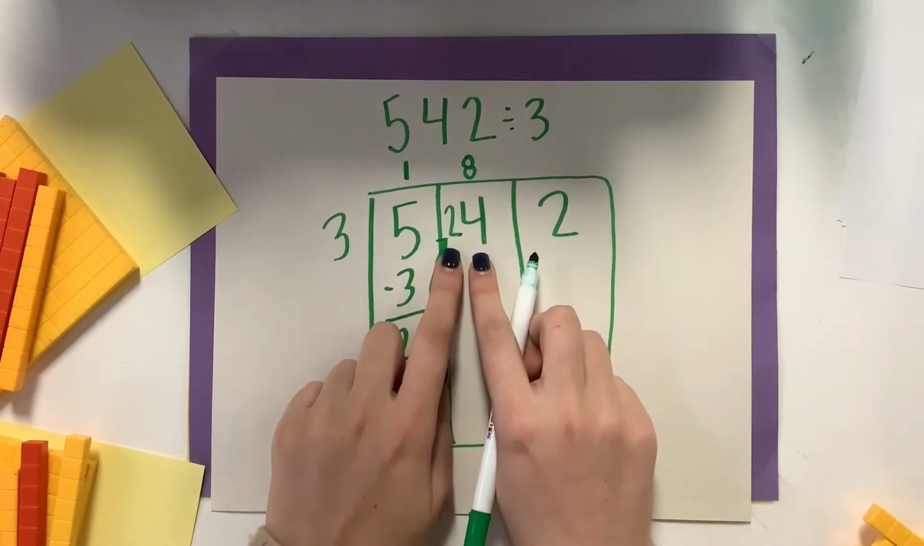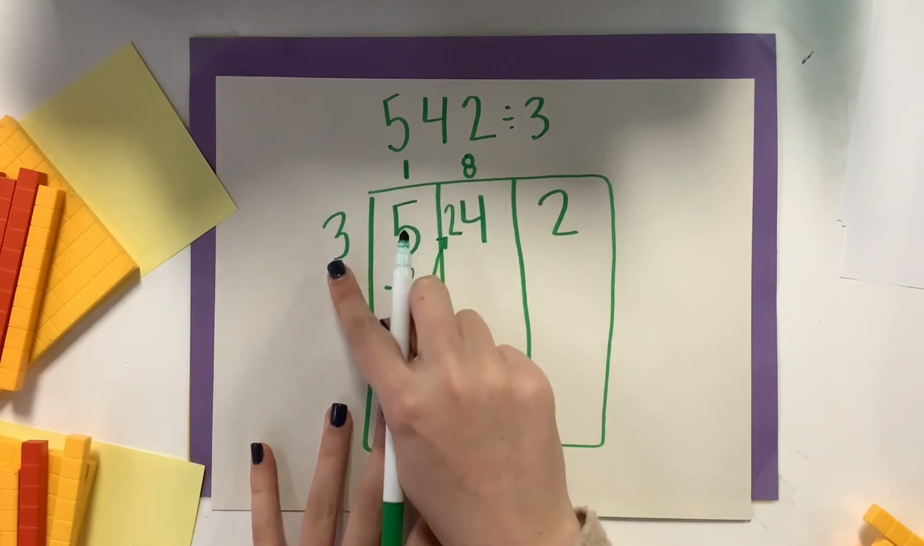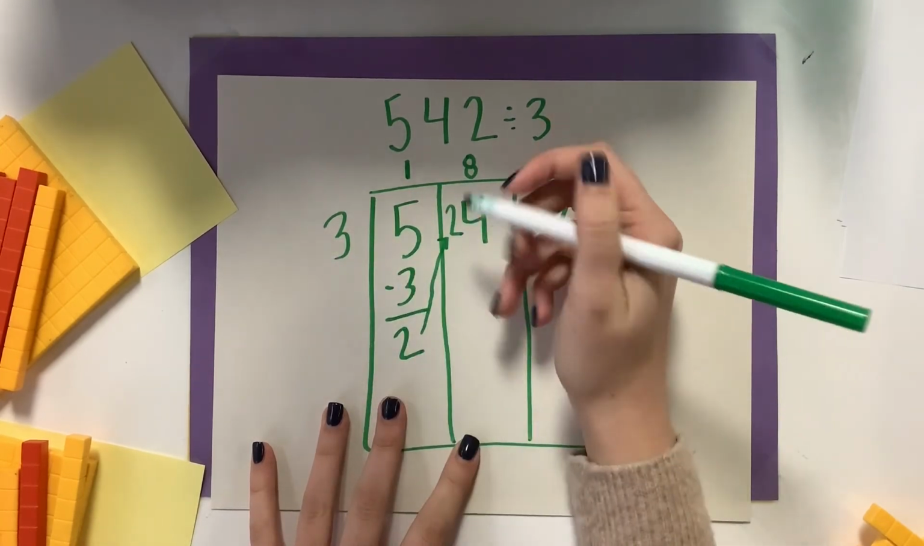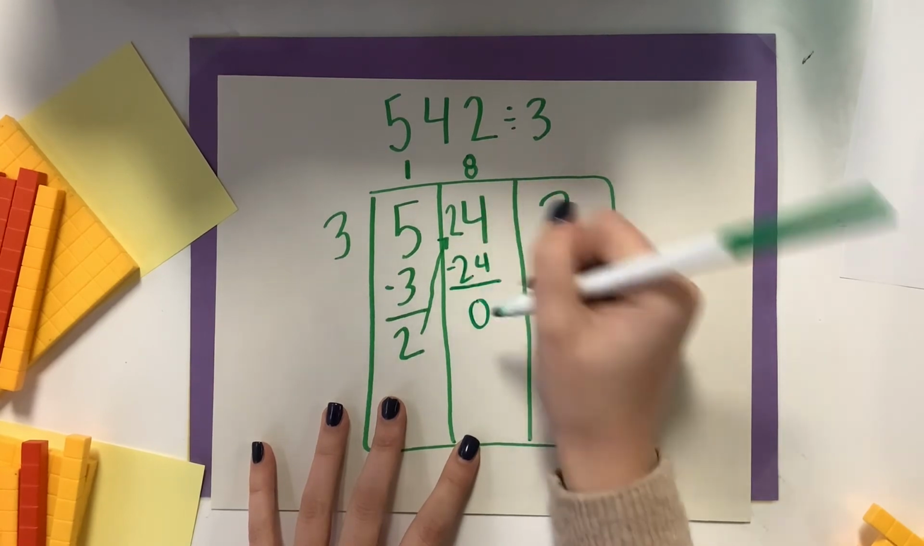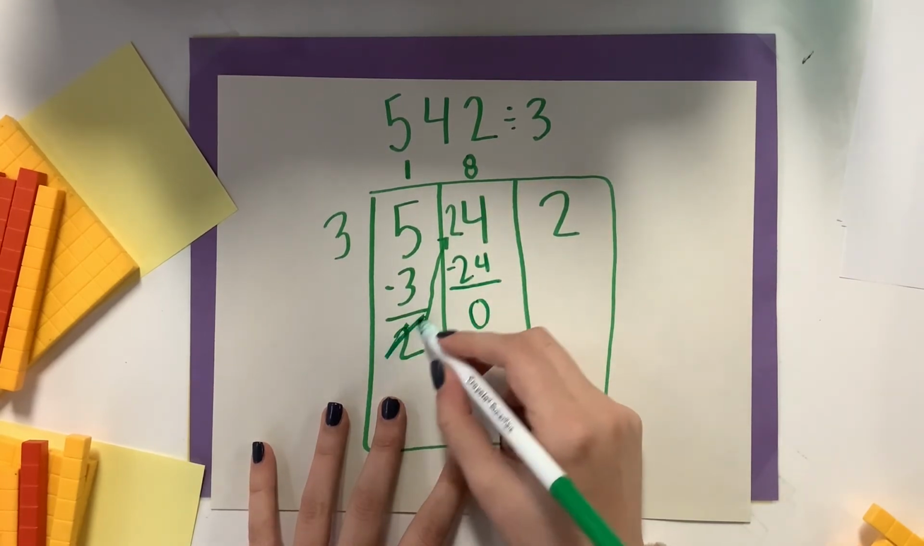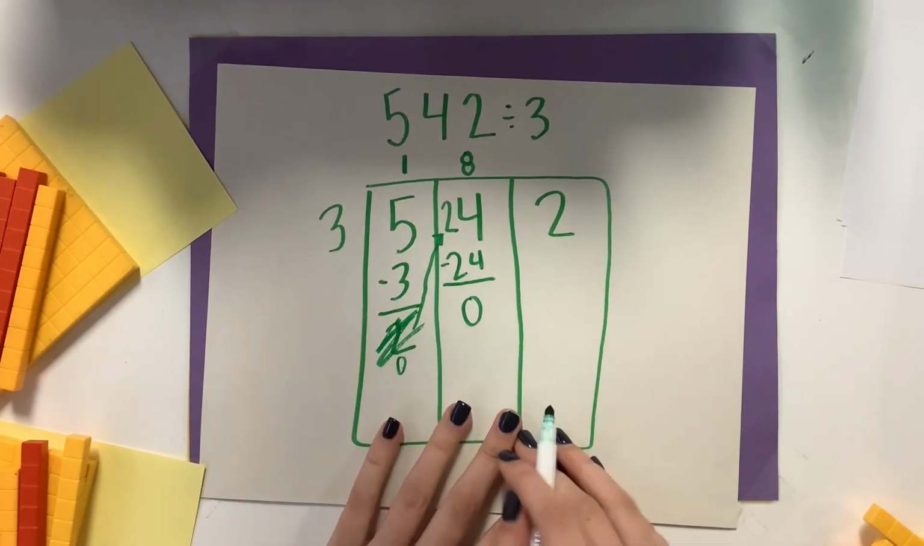So how many 10s did we give away? 8 10s in each of these 3 groups. 8 times 3, we gave away 24 10s. So now we have no 10s left over. And I'm actually going to cross that out too, just so I remember that I moved it. There's 0 left here now.